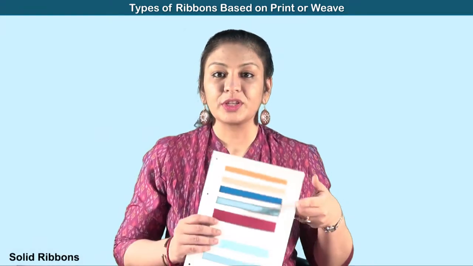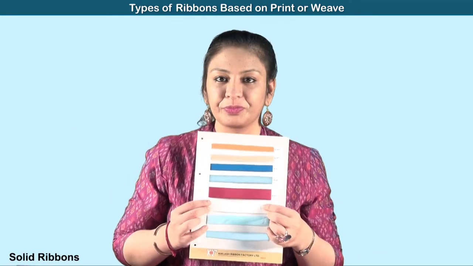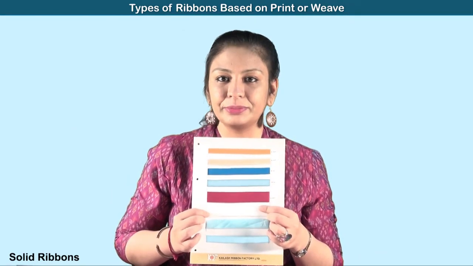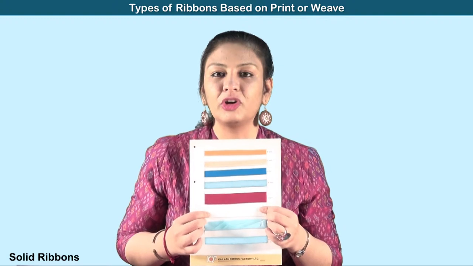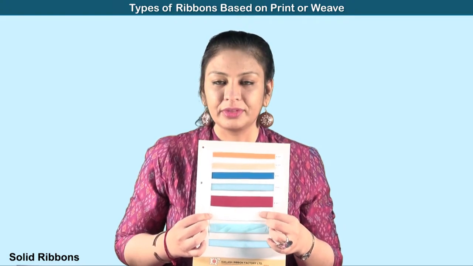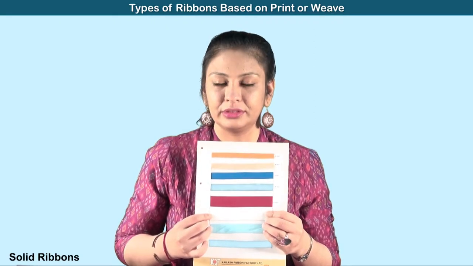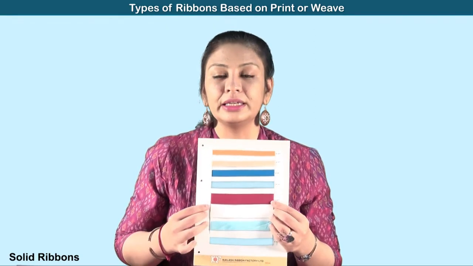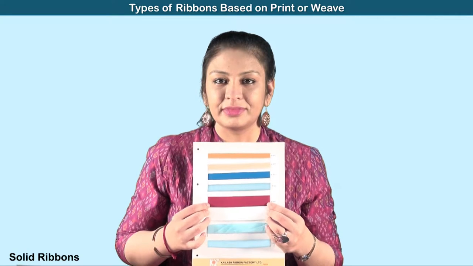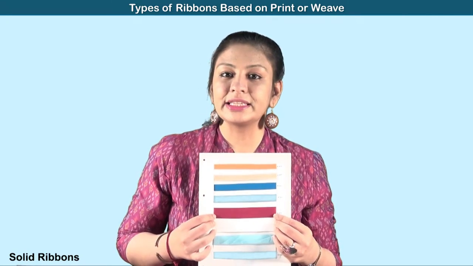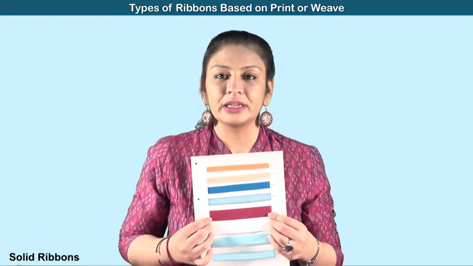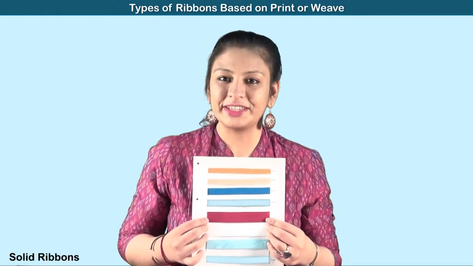We have seen solid ribbons before. Solid ribbons are plain ribbons, are ribbons made of one single color. Sometimes there can be a gradient of colors. They can be in different weaves. Solid ribbons can be satin ribbon, grass grain ribbon, twill tapes or cotton tapes.